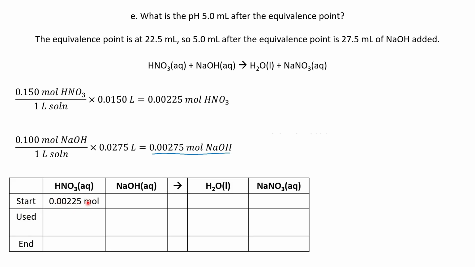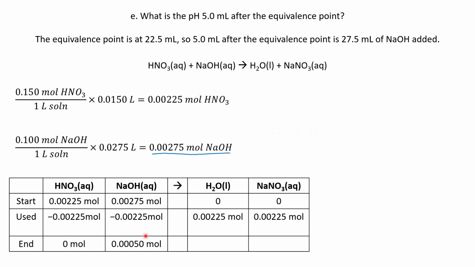Back to the table that I like so much. Here again is my start number of moles of acid. Here's my start number of moles of sodium hydroxide. Again, 5 milliliters after the equivalence point. What is my limiting reactant? Well, it's switched. Now my moles of acid is going to run out first. So for how much I've used, that is driven by my acid. So my acid is going to go down to 0 moles.